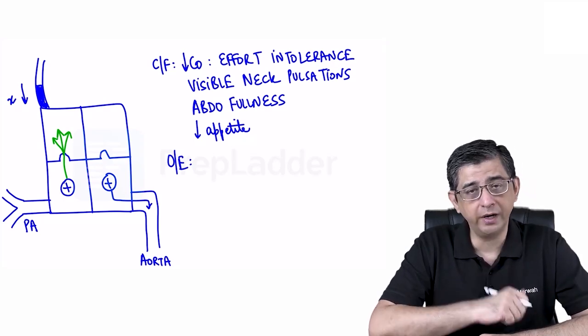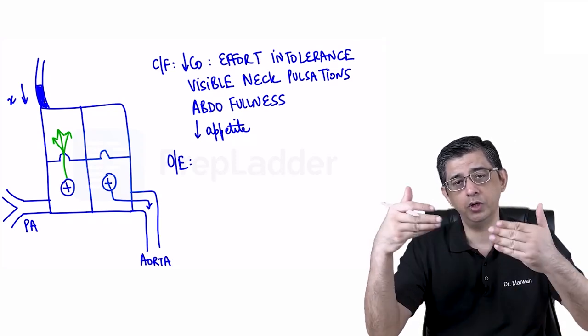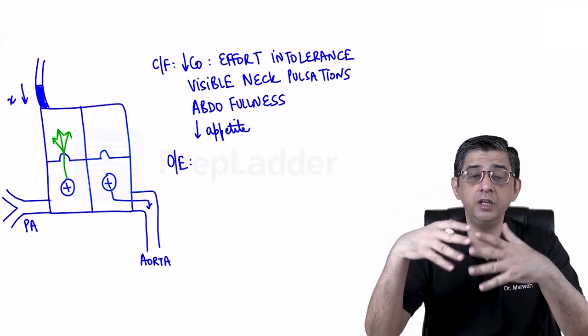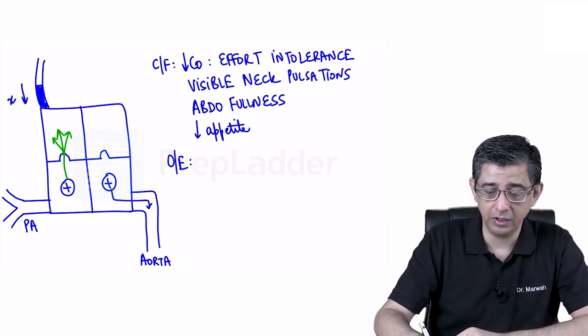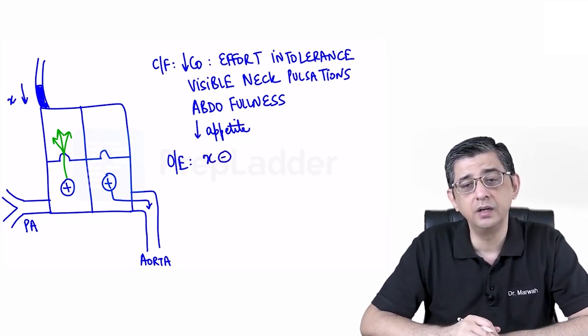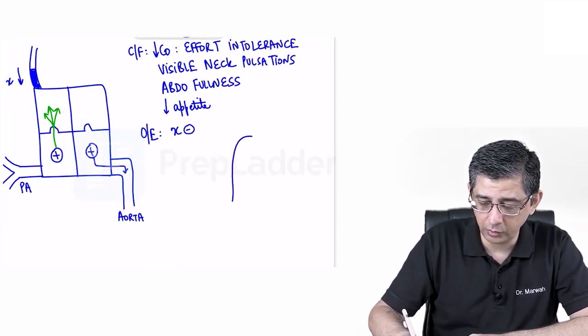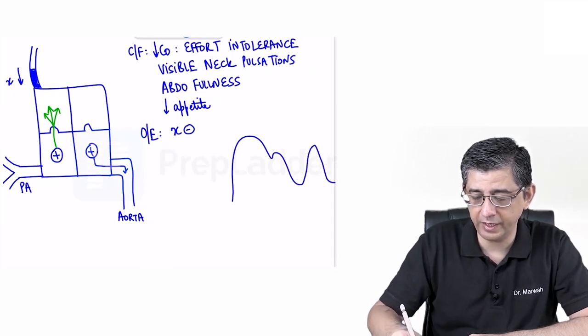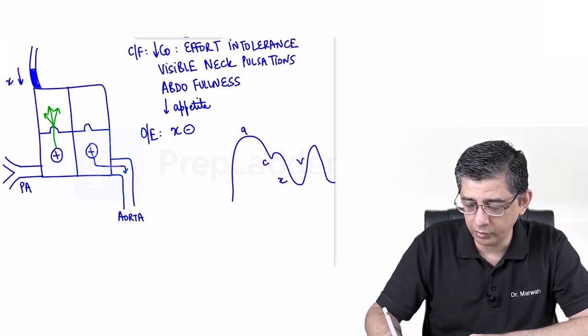Now I have shown two vectors. One is in blue, the other one is in green, and both are going in opposite directions. If they are of equal strength, they will cancel each other. And if they cancel each other, the examination finding that I'm going to get in my patient would be an absent X descent. In fact, you can appreciate this better if I draw the routine tracing. You have an A, C, V wave and then an X and a Y descent. So I've just drawn normal JVP waves before you.